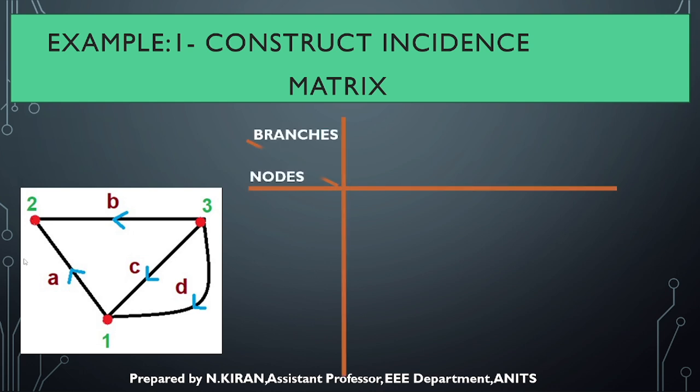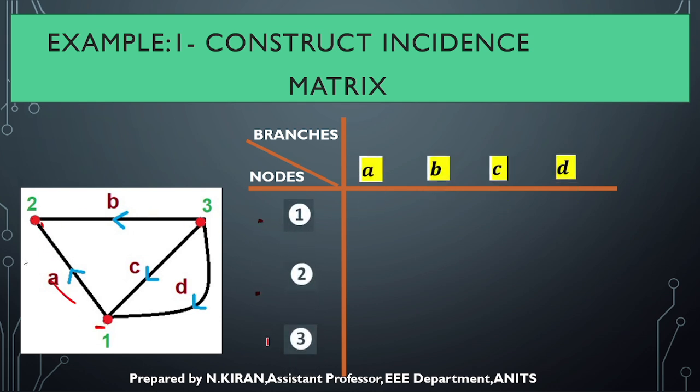As I told you, how many nodes are there here? 1, 2 and 3. So 3 nodes are there. As I have seen, the rows of the matrix are the number of nodes and the columns of the matrix are the number of branches. So A, B, C, D are the branches. First I will consider the first node. What is the relation between the first node and branch A? Branch A is going away from the first node, so it is +1.